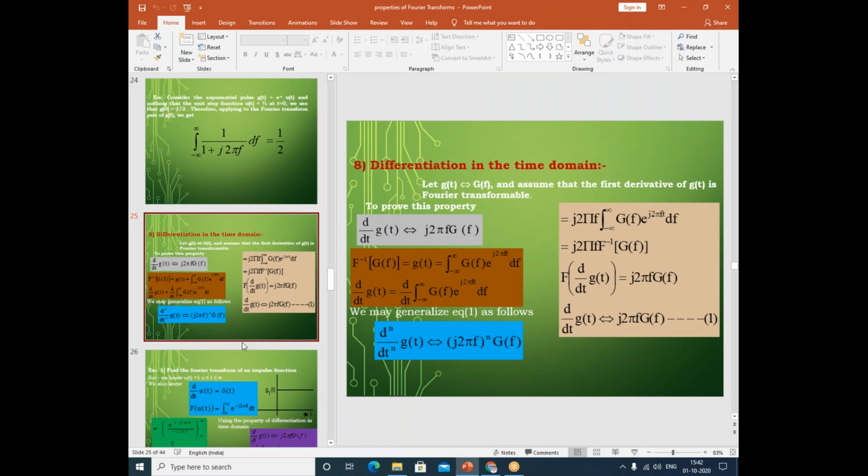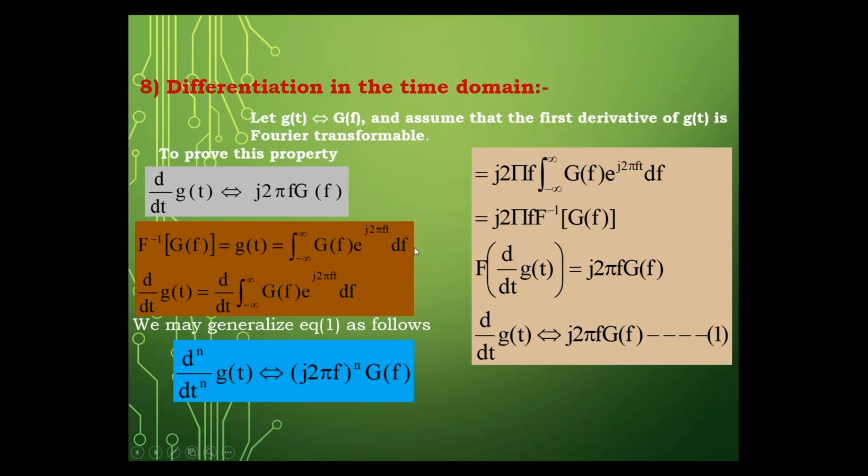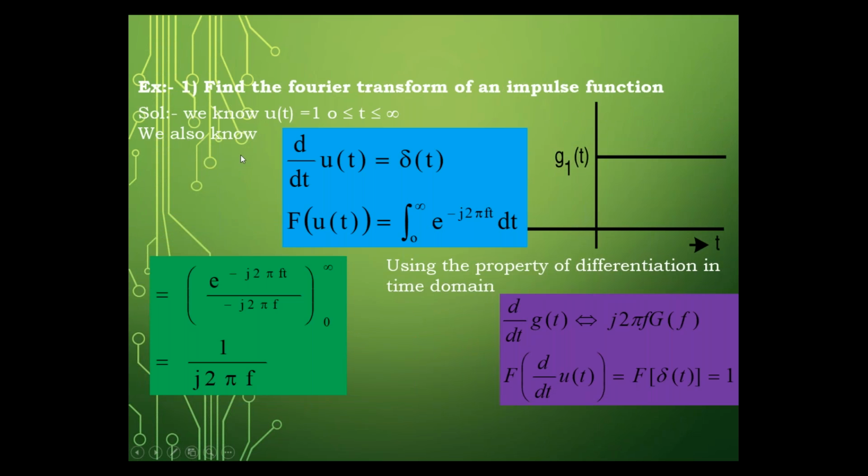Now see this example, you will understand it. This is the differentiation in time domain property. I have already explained the proof also, so you will understand now. Just observe it. Here I have drawn a unit step function g1 of t. I can write g1 of t by a mathematical equation, which is u of t, which is equal to 1, a unit step function, which is existing from 0 to infinity.